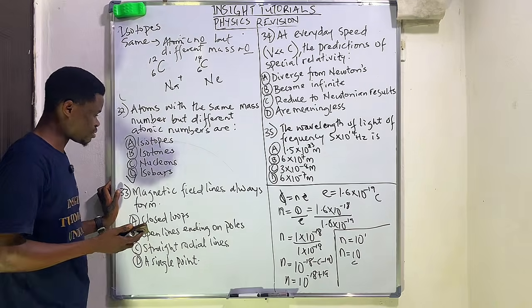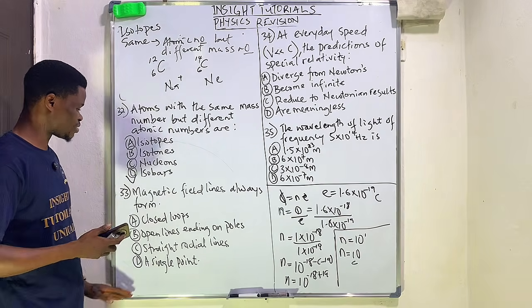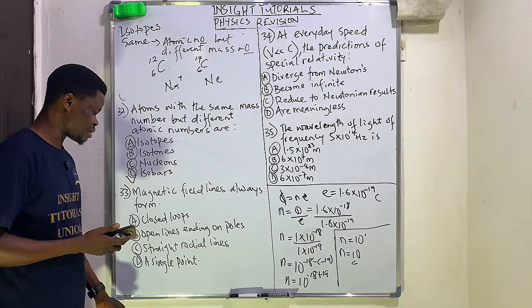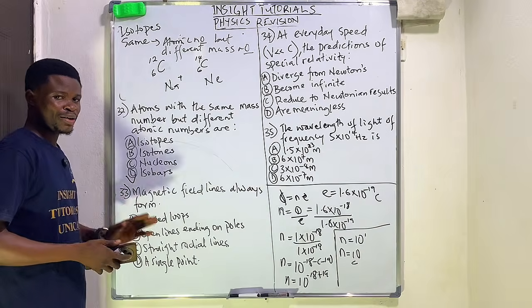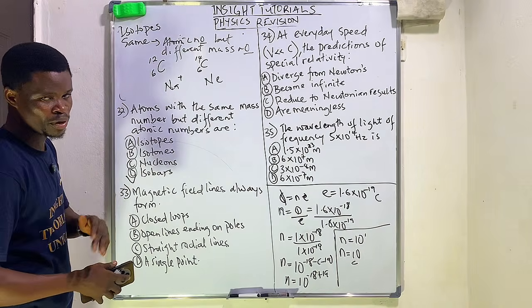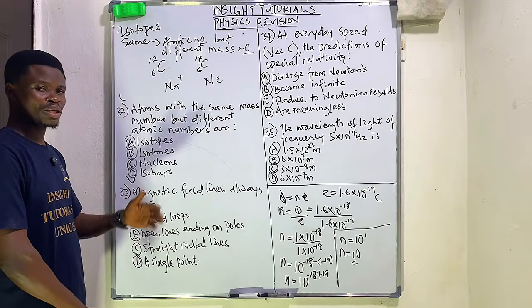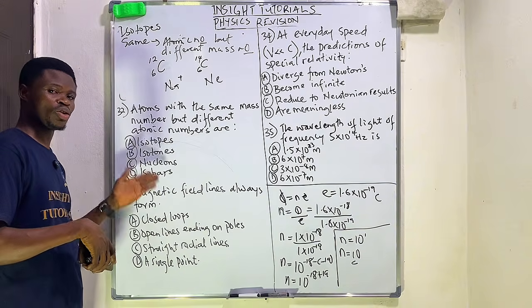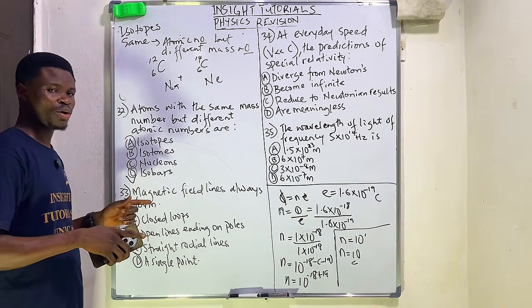The next question is: magnetic field lines always form, A says closed loops, B says open lines ending on poles, C says straight radial lines, and D says a single point. Simple and straight to the point question. Anything that has to do with magnetic field lines actually moves from the north pole inside the magnet, right? The movement is from the north pole to the south pole. But outside the magnet, it moves from the south towards what?